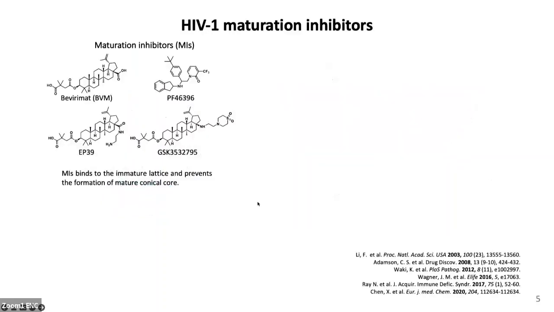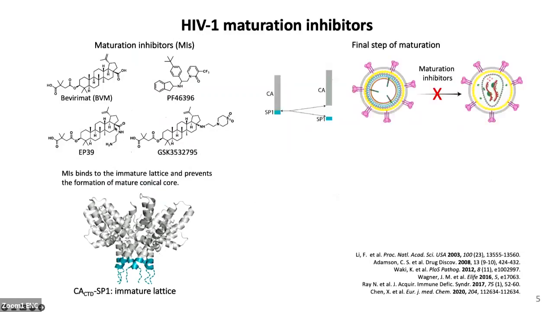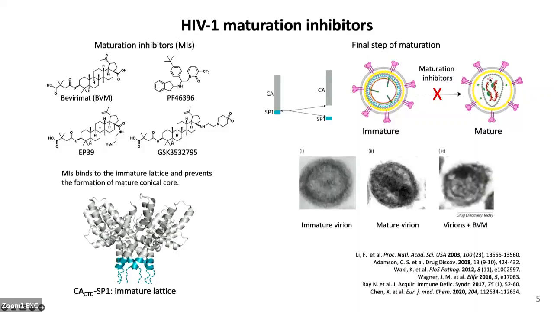Okay, let's look at the maturation inhibitors now. This is a new class of antiviral drugs which are known to interfere with HIV maturation by binding to the immature type of lattice at the 6 helix bundle. This disrupts the final step of maturation, the CA-SP1 maturation switch, and prevents the formation of the viral conical capsid core. So what does it do? It forms non-infectious, immature virus particles, which are incapable of infecting other cells.